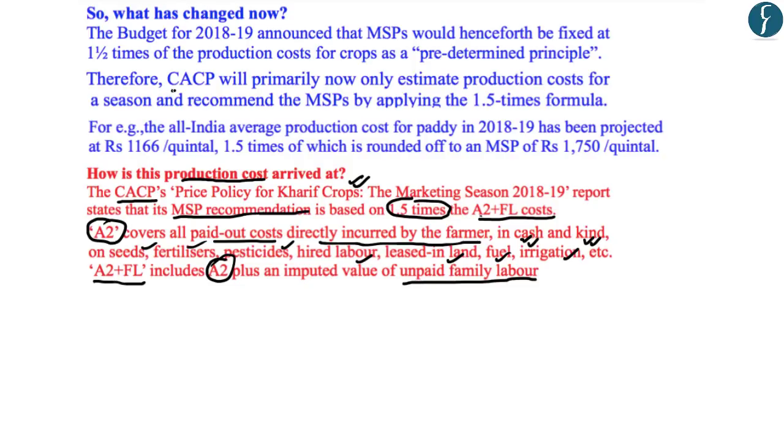So the Commission for Agriculture Cost and Prices will recommend the MSP for particular crops by applying a 1.5 times formula based on the production cost. And this production cost would be calculated by using the formula A2 plus FL, wherein A2 would cover all the paid out costs directly incurred by the farmer either in cash or kind, and FL would include the value of the unpaid family labor. Now the question is how this A2 plus FL cost is calculated.